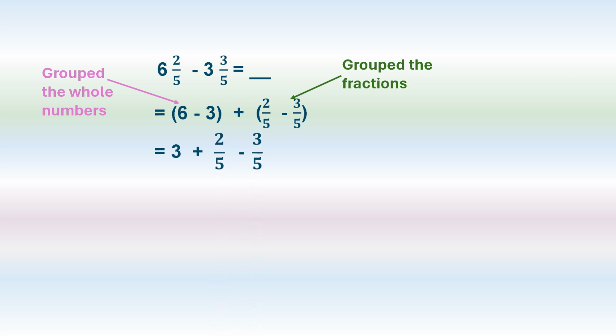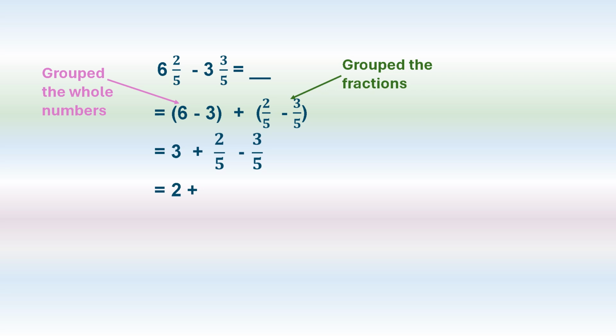Now we can't really subtract 3/5 from the 2/5 because 2 is smaller than 3. So what we're going to have to do is go to the 3 and ask, please, may I borrow one whole? And 3 will say, sure, no problem. Let me give you one, because he's very kind-hearted. So now the 3 becomes a 2, and he lends the one whole to the 2/5.